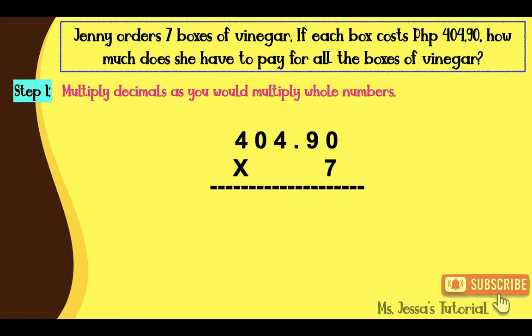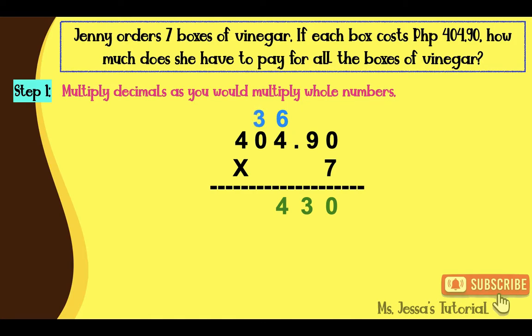So let's start. 7 times 0, that is 0. 7 times 9 is 63. So you're going to write 3 at the bottom, then carry 6 at the top of 4. And then 7 times 4, that is equal to 28. Plus 6 is equal to what? Good job, that is 34. So write 4 at the bottom, then carry 3 at the top of 0.